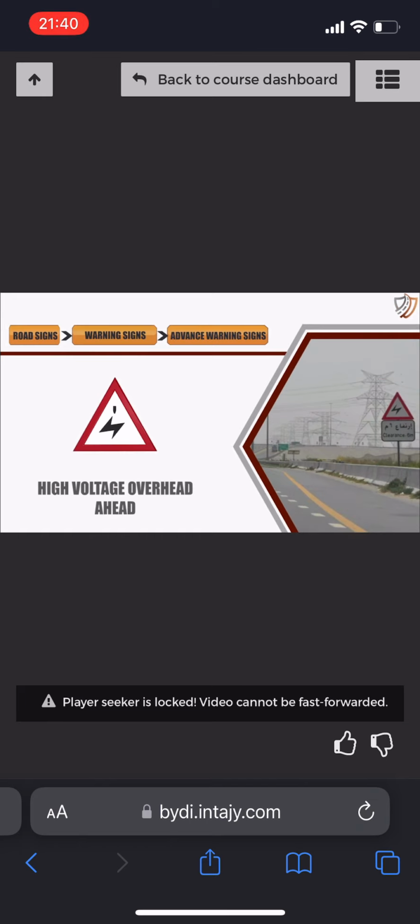High voltage overhead. This sign alerts motorists about the high voltage cables running overhead on the road. Motorists must check the height limits, avoid parking or stopping, and loading or unloading their vehicles in such areas.